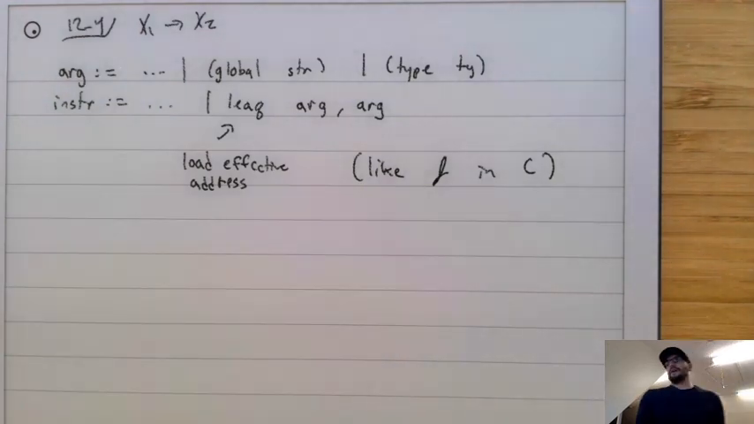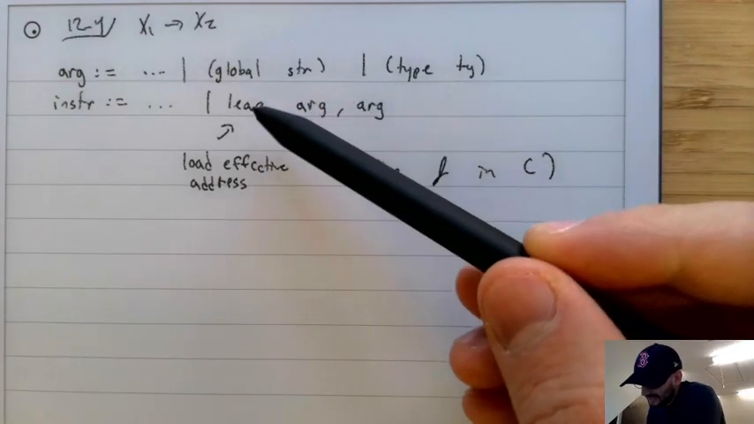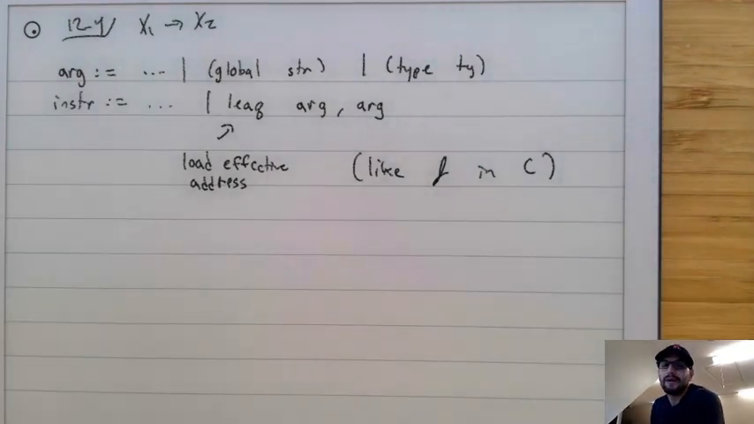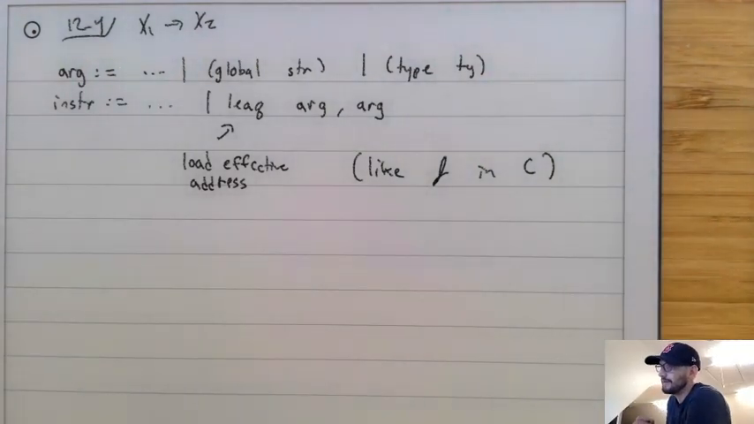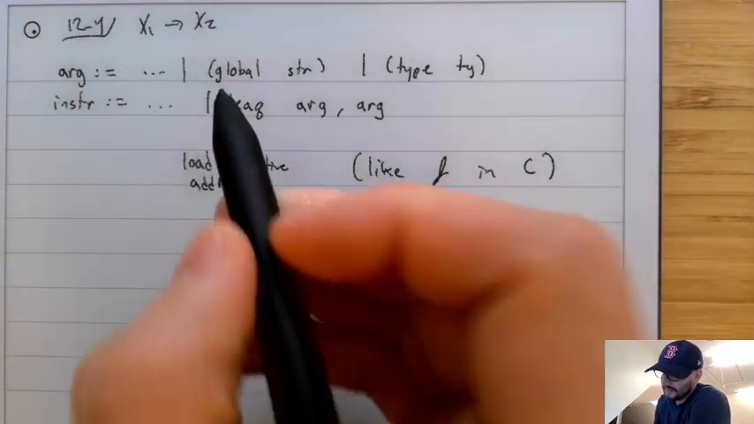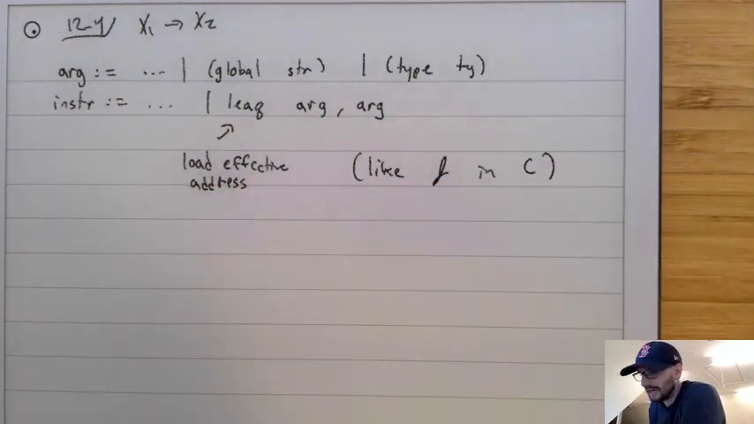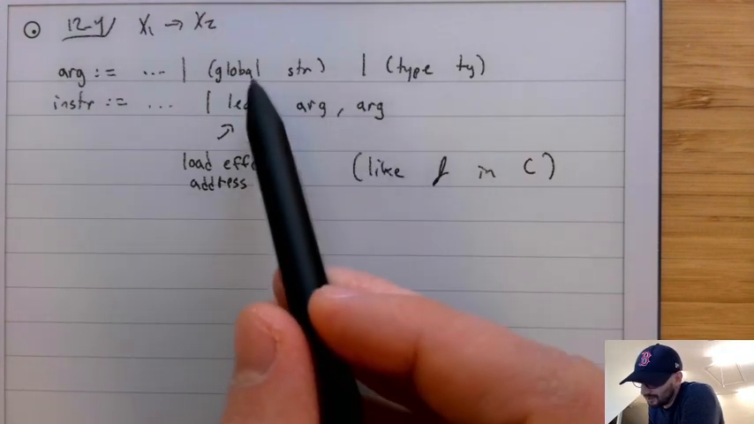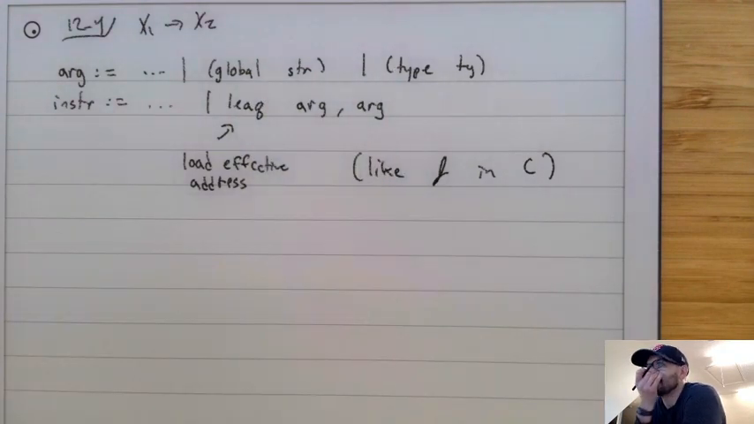So now, how are we going to compile each one of these things? Sorry, not compile. How are we going to emit them? When I say emit, what I mean is a way to take these things and turn them into actual assembly. So LEAQ is simple, right? You just print out LEAQ. But global and type, those are the complicated ones.